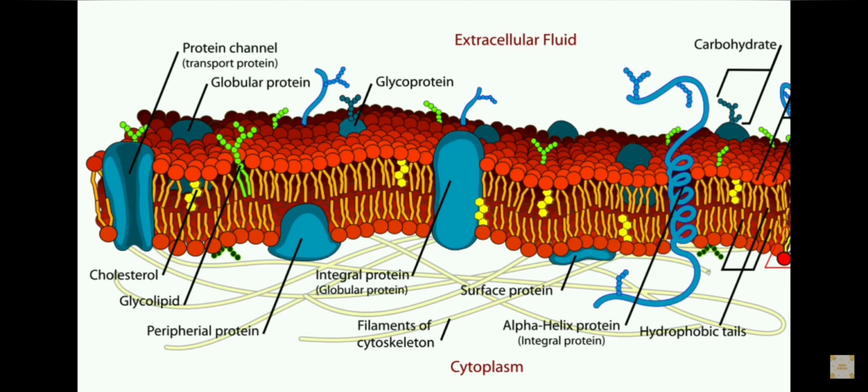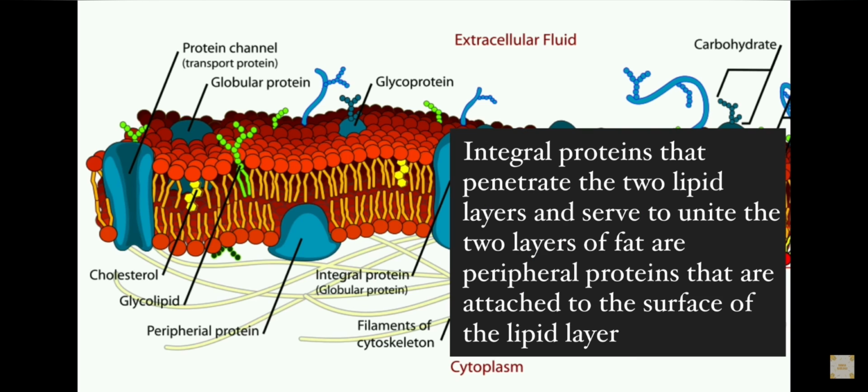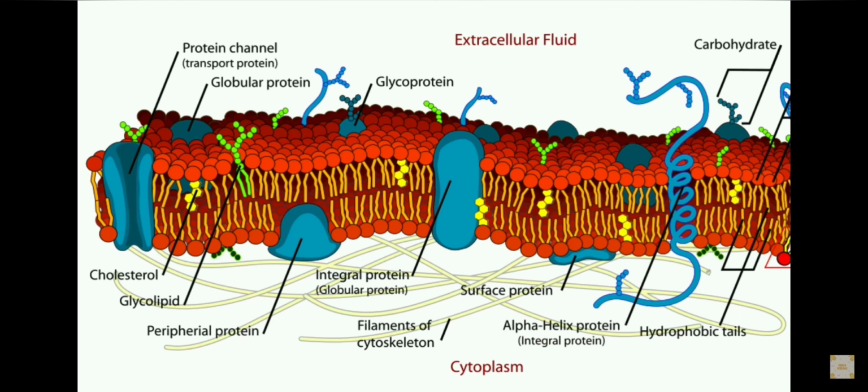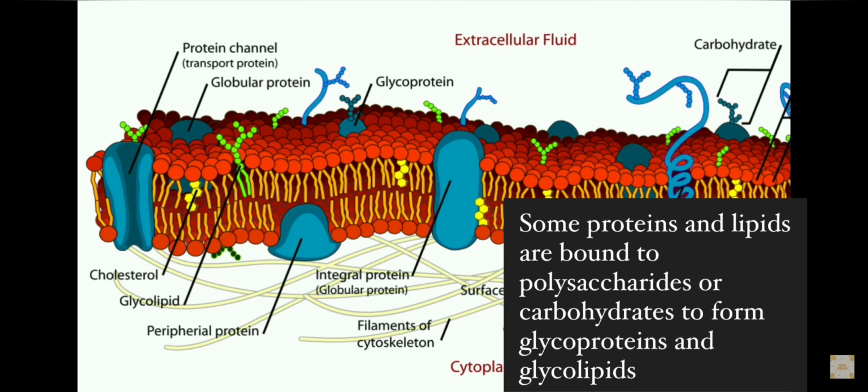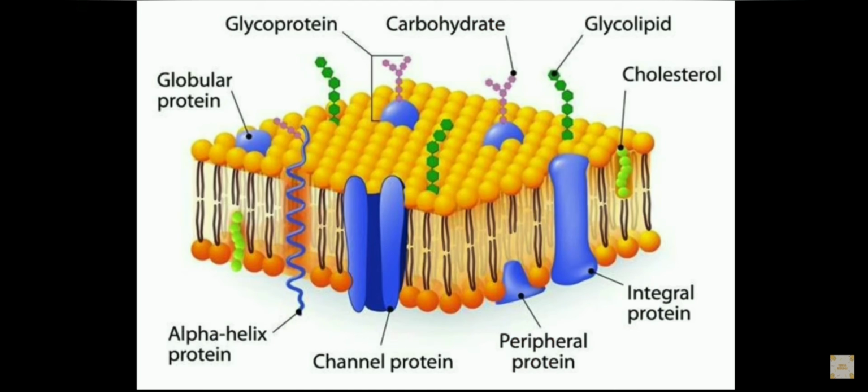Apart from lipids, cell membranes are also composed of proteins. There are two types of membrane proteins: integral proteins that penetrate the two lipid layers and serve to unite the two layers of fat, and peripheral proteins that are attached to the surface of the lipid layers. Some proteins and lipids are bound to polysaccharides or carbohydrates to form glycoproteins and glycolipids. This is the structure of the cell membrane based on the fluid mosaic model.